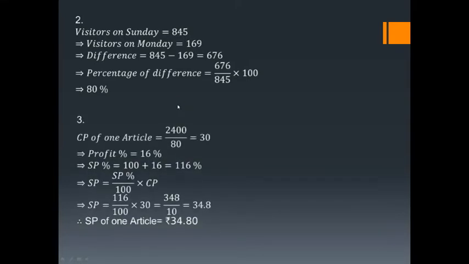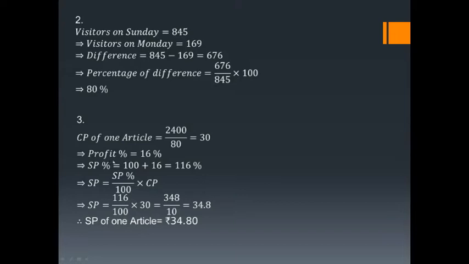Then next question, question number 3. The CP of 80 articles is 2400, and we are supposed to find the selling price of one article. So first of all, we have to find out the cost price of one article, that is 2400 divided by 80, then we will get 30. So the cost price of one article is 30.